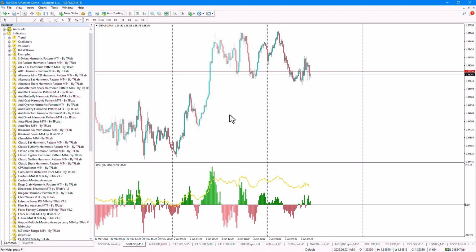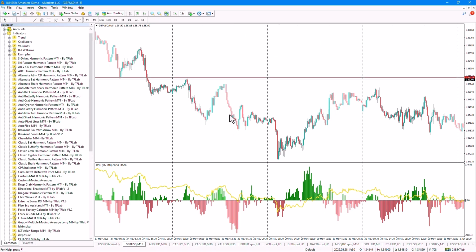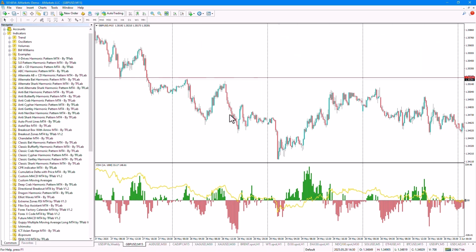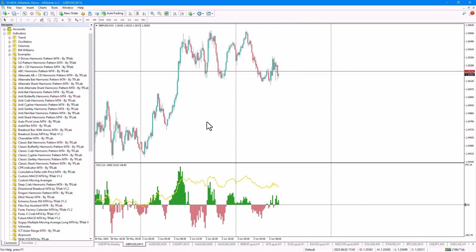The cumulative delta with price indicator is an advanced and enhanced version of the cumulative delta indicator, which, in addition to showing the difference between buyers and sellers' strength, also displays the price movement trend in the oscillator section. Traders can easily identify the strength of buyers or sellers using this indicator.